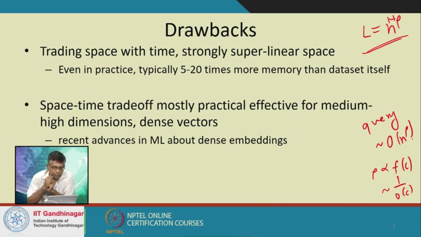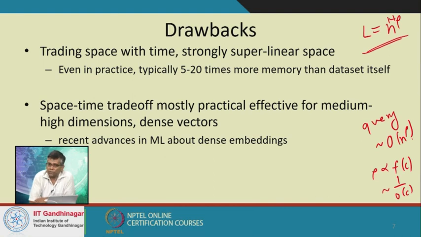So while theoretically this is a breakthrough, in practice it has its problems. What are we doing here? We're trading off space with time, right? Remember that the naive solution was to do a linear search, and in linear search the space required would be n. So we're trading off space with time, and we have a strongly superlinear space. Even in practice, the space required by a typical locality-sensitive hashing data structure is of the order of 5 to 20 times more than the memory taken for the data set itself.